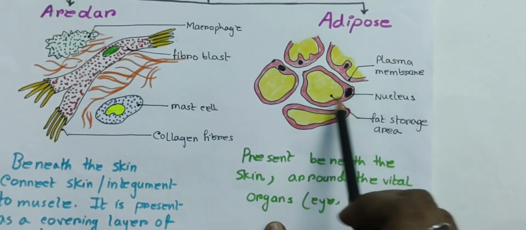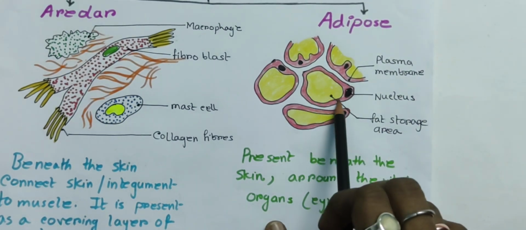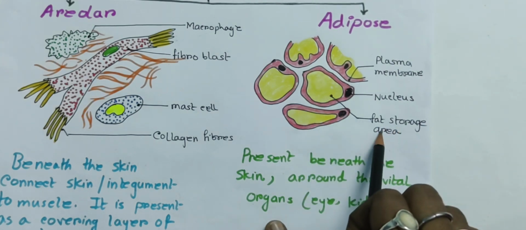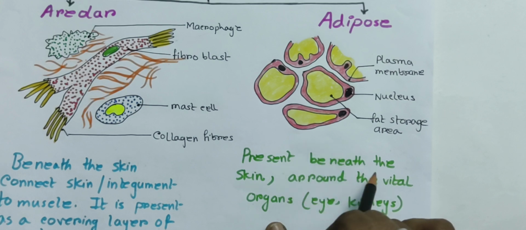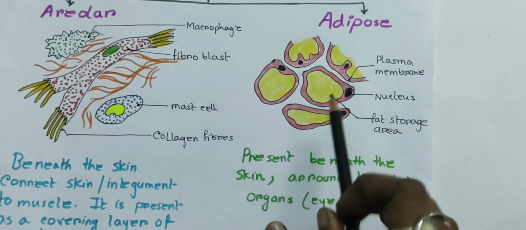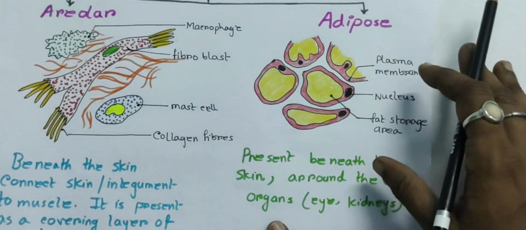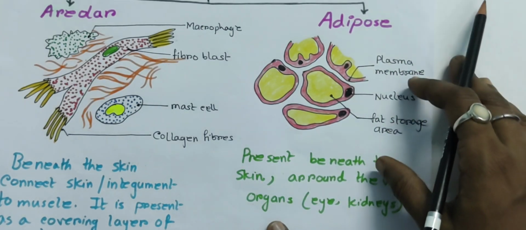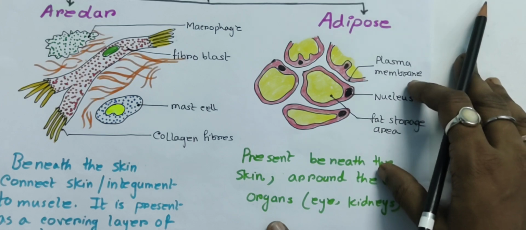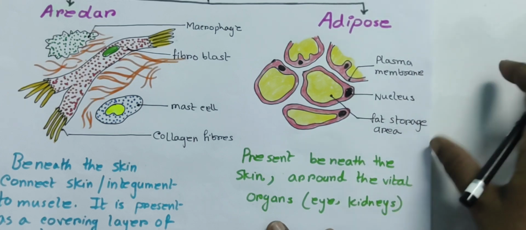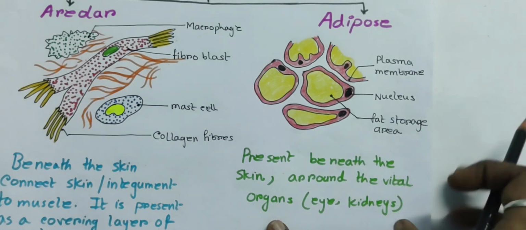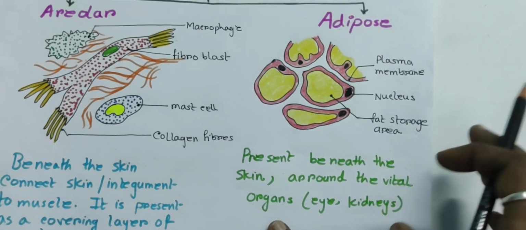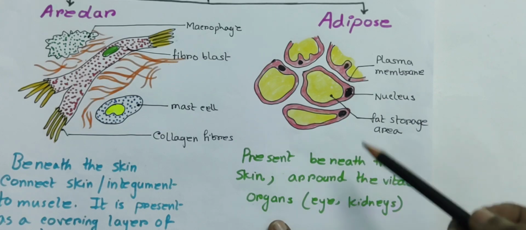Adipose tissue is a fat storing tissue. The yellow part is the stored fat, and this is the plasma membrane, and also there is a nucleus. It's generally present beneath the skin, and around the vital organs, like the eye. As it's fat, it forms a padding system. As it forms a padding system, it gives protection. On vital organs like the eye and kidneys, it creates a cushion. It acts as a cushion for organs due to the storage of fat.